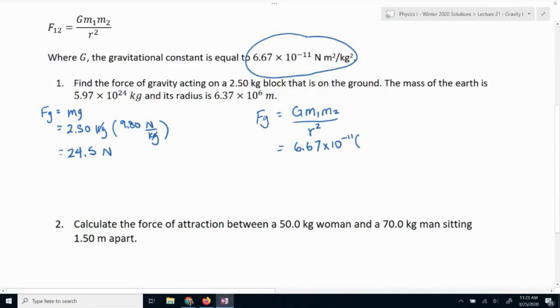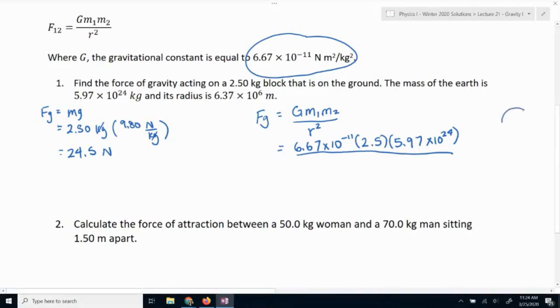M1 is the mass of the first object. So again, we're talking about the force of attraction between the block and the Earth. So we have a 2.5 kilogram block and the Earth, which is 5.97 times 10 to the 24 kilograms, all over their distance, which means the distance between their centers squared.